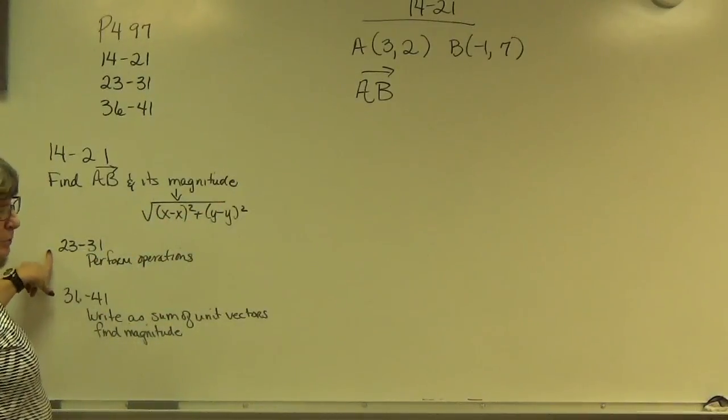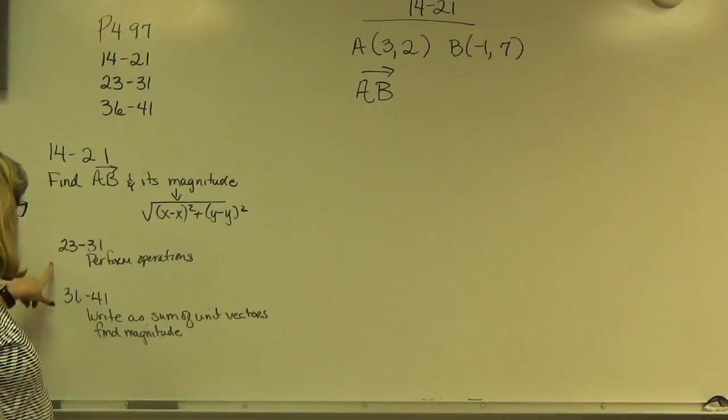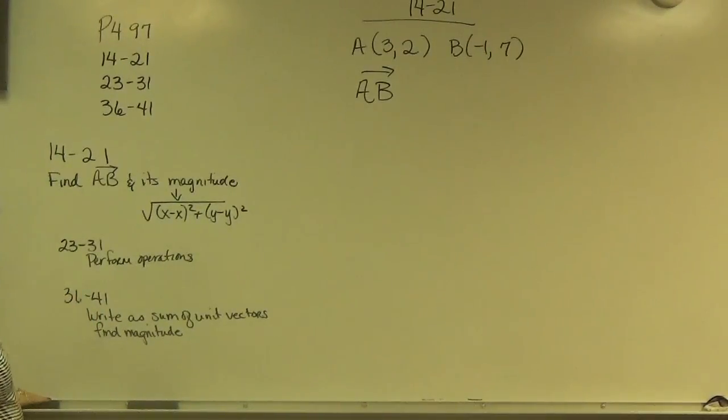23 through 31, you're going to be performing operations, addition, subtraction, multiplication. And 36 through 41, you're going to write it as the sum of unit vectors, which is going to seem kind of easy, because all you got to do is put a plus sign and put an i and a j. And then magnitude. Magnitude, you're just going to square them and put them underneath the radical.